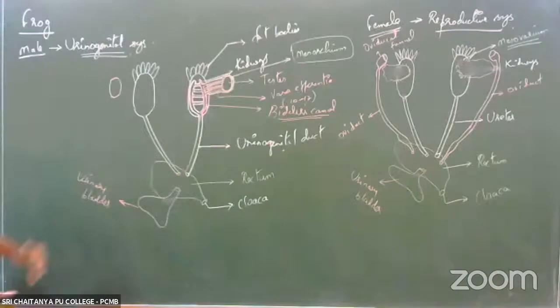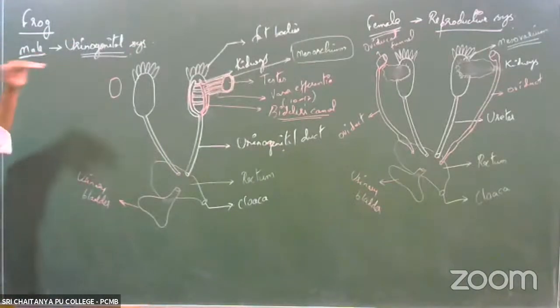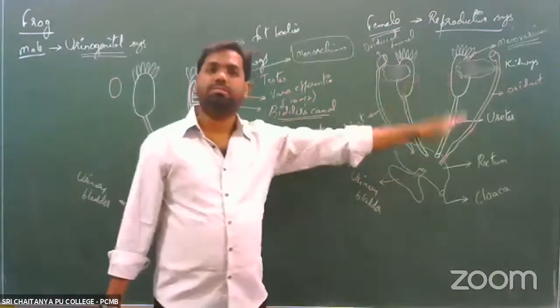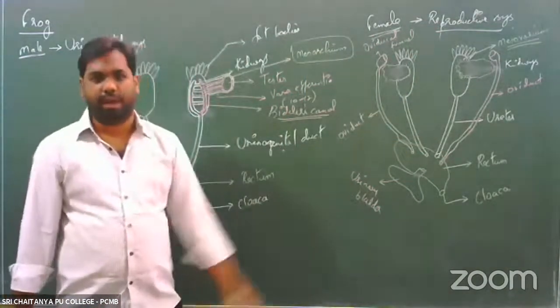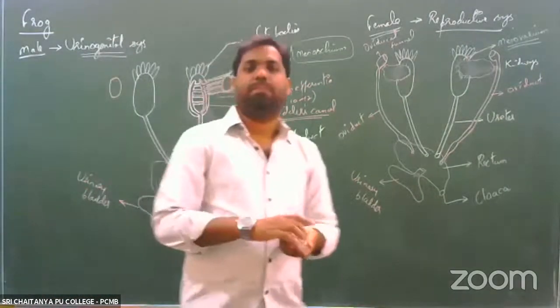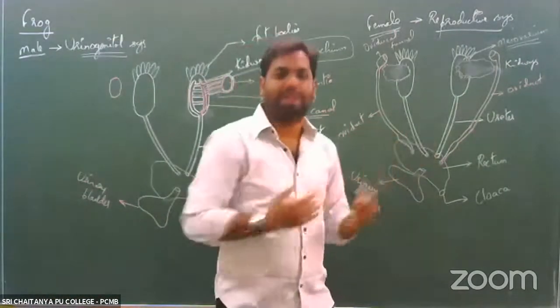Right? So this is what we have with the urinogenital system in the case of male organisms, and the separate excretory and reproductive systems in the case of the female organism. Now, talking about excretion a little bit more. Right? What is the type of nitrogenous waste that is excreted by these organisms?